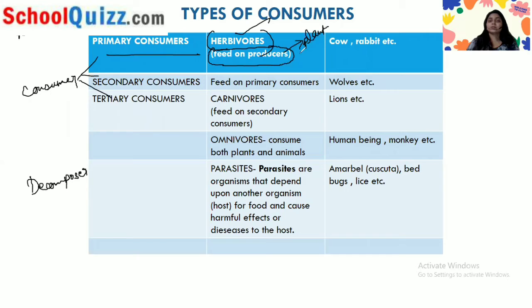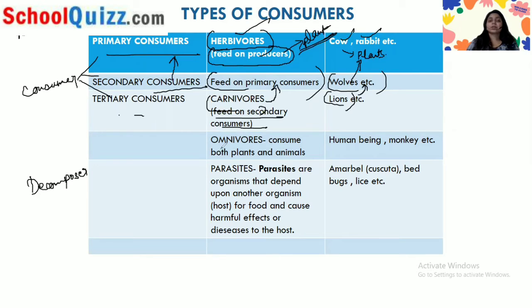Okay. So herbivores feed on the producers like cow, rabbit. So they eat plants. So they are the primary consumers. Secondary consumers feed on primary consumers, like wolves. So wolves can eat rabbit. And tertiary consumers, like the carnivores, feed on secondary consumers. So basically the carnivores feed on the secondary consumers, like lions can eat wolves.